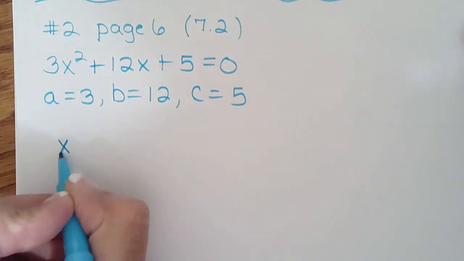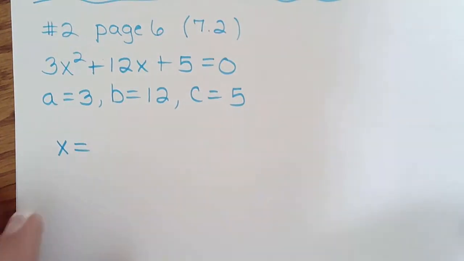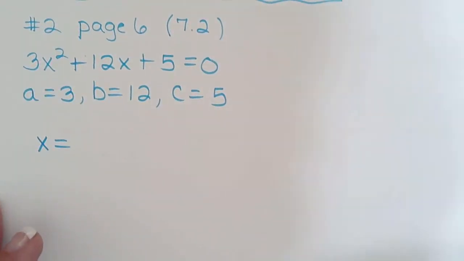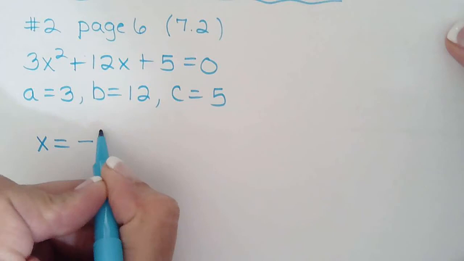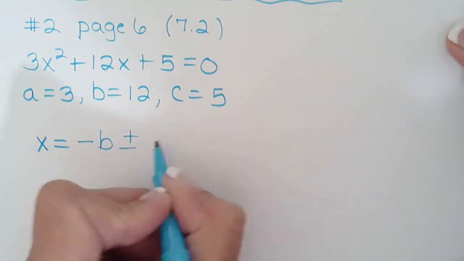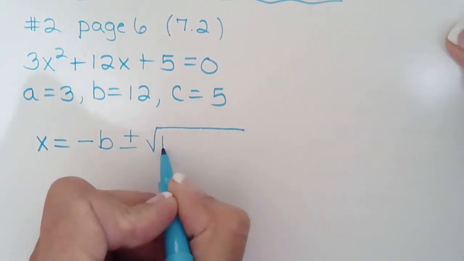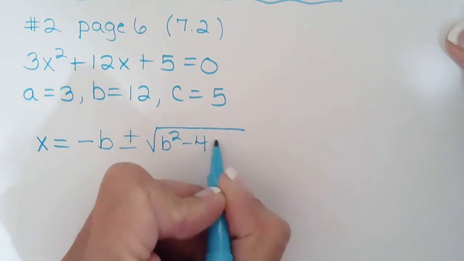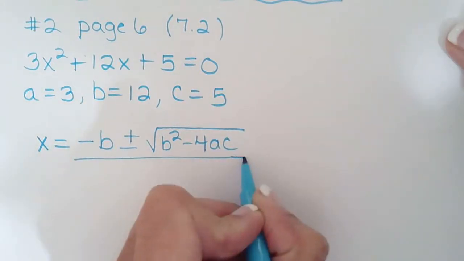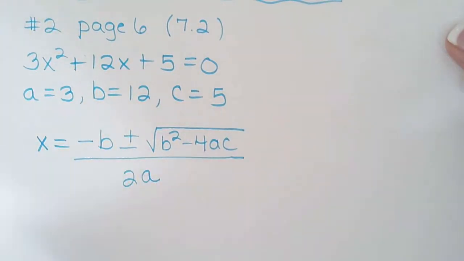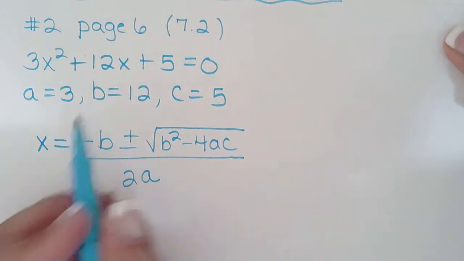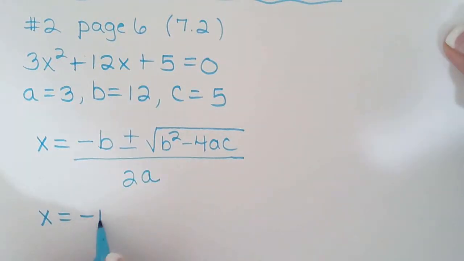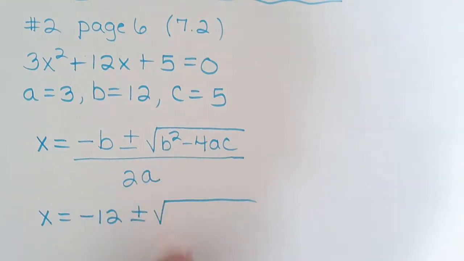So let's go ahead and write our quadratic formula again. Remember, write it 7 times, you'll have it memorized. So opposite of b plus or minus square root of b squared minus 4ac all over 2a. So time to plug and chug. So opposite of b, this is 12, so I'm going to write negative 12 plus or minus, and I always work this out before I put it in.